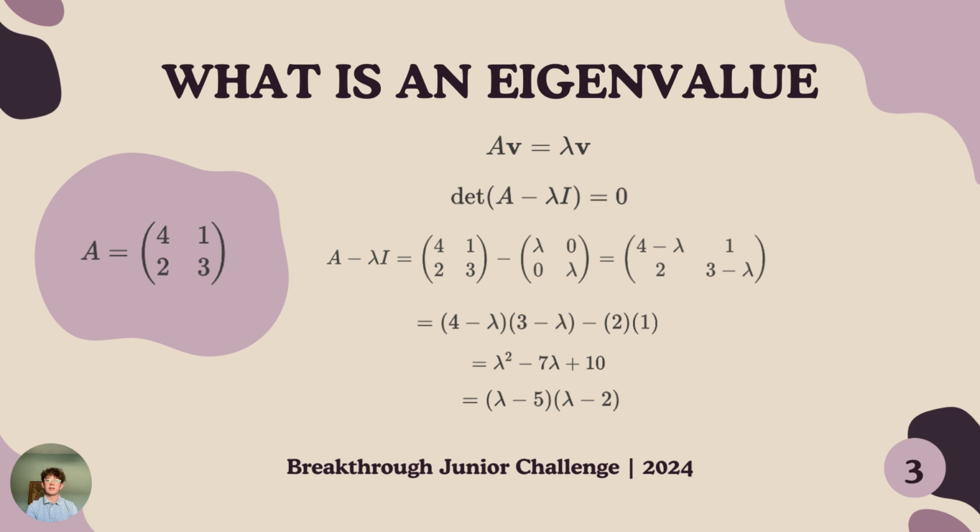But we must insert identity matrix I in order to make sure lambda is the same dimensions as A and can be subtracted. We then take the determinant to make sure that there are no trivial solutions of V. This leads us to 4 minus lambda times 3 minus lambda minus 2 times 1. This is a pretty basic quadratic equation and factors out to roots 5 and 2, which are our eigenvalues.